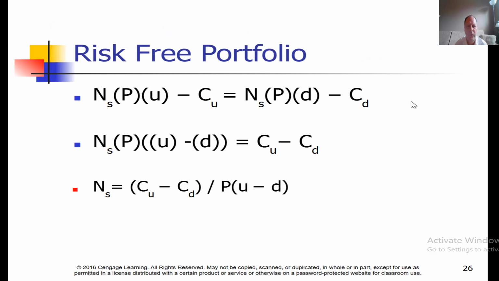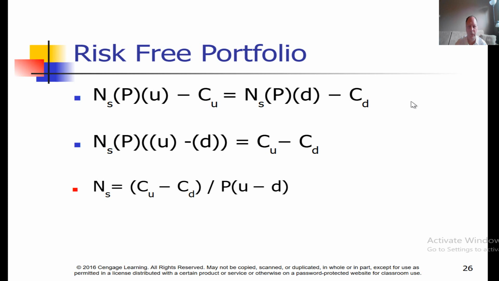To create a risk-free portfolio, we set the value of being long N shares of the stock minus the call option value if the stock price goes up, equal to the value of going long N shares of the stock if the stock price goes down, minus the value of the call if the stock price goes down. Since these are the only two outcomes, if we have bought a number of shares such that these two possible outcomes equal each other, then that must be a risk-free investment.